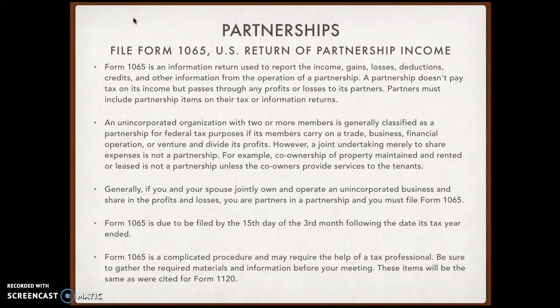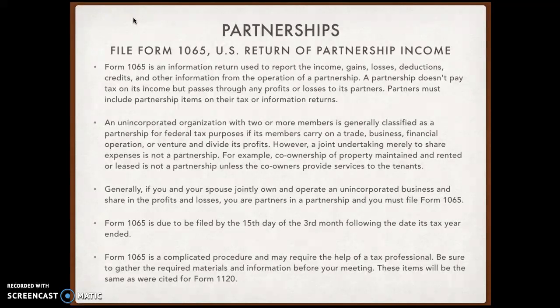Moving on to partnerships. Partnerships file Form 1065, the U.S. Return of Partnership Income. Form 1065 is an information return used to report the income, gains, losses, deductions, credits, and other information from the operation of a partnership. A partnership doesn't pay tax on its income but passes through any profits or losses to its partners. Partners must include partnership items on their tax or information returns.